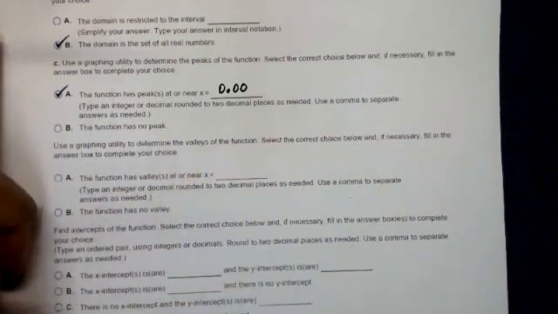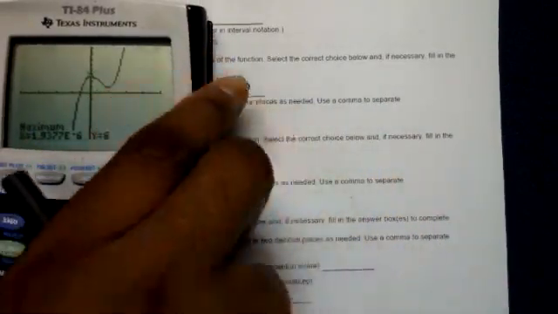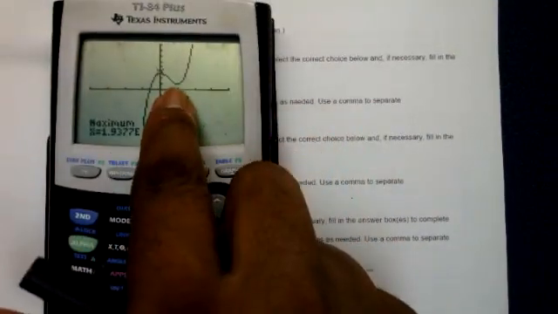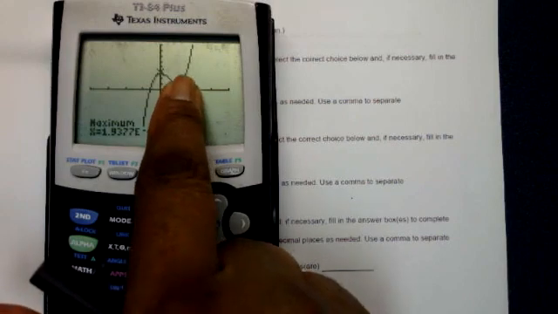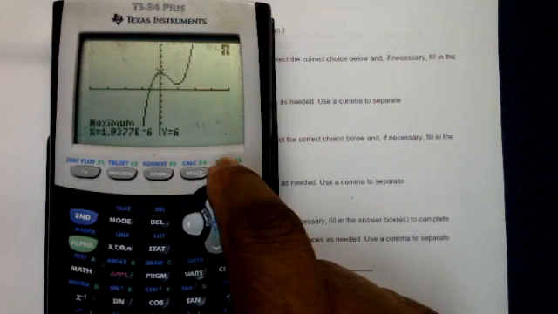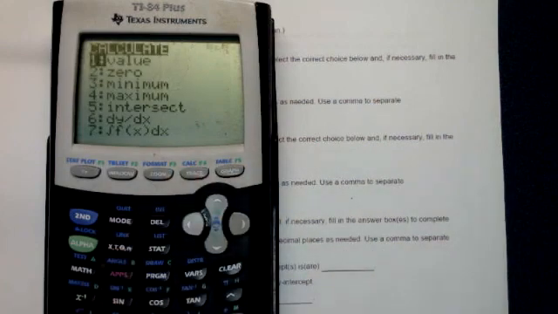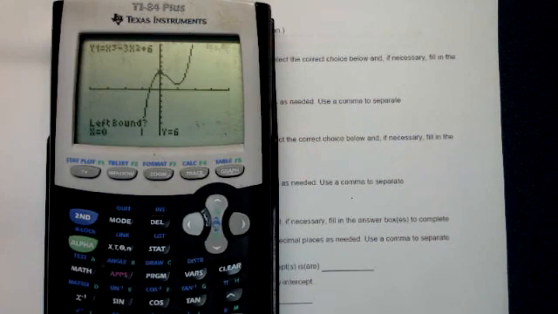All right, and then next we're going to determine the values of the function. Well, let's look at where the value is at. It's down here. That's its lowest point that it will ever reach before it increases. So in this case, I'm going to do second and trace for the calculate menu. This time I'm going to select minimum, which is menu item number 3. So I'm going to go down there to minimum.